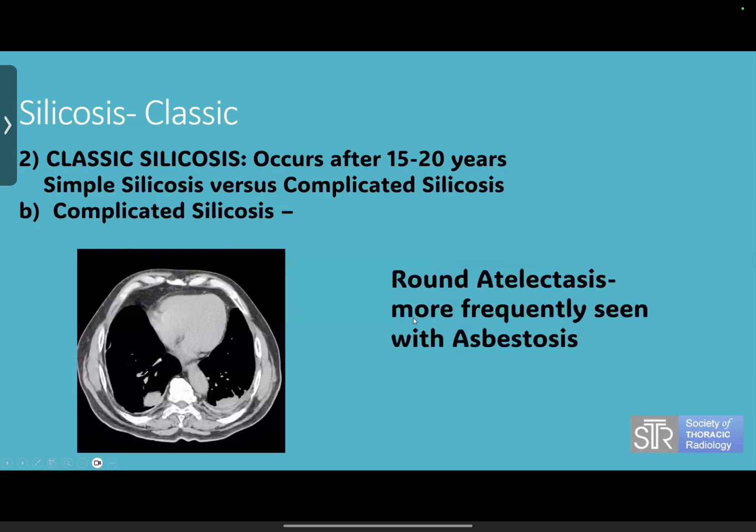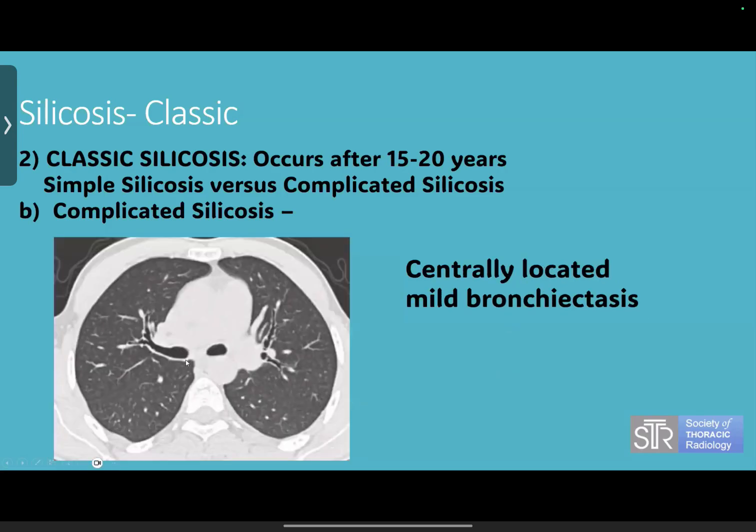Another thing you may see with classical silicosis, not as frequently as with asbestosis, is round atelectasis. That usually is more indicative of asbestosis, but it can occur with classical, complicated silicosis. Also, you're going to see a little bit of mild bronchiectasis on both sides, but that is not pathognomonic for the disease.